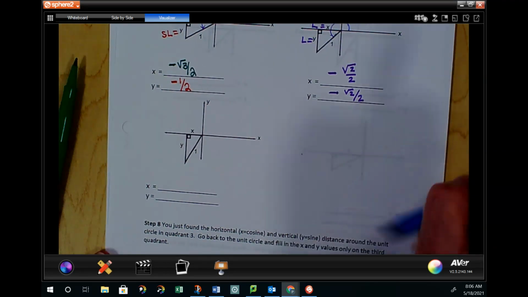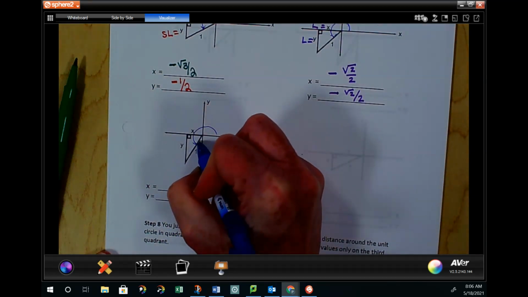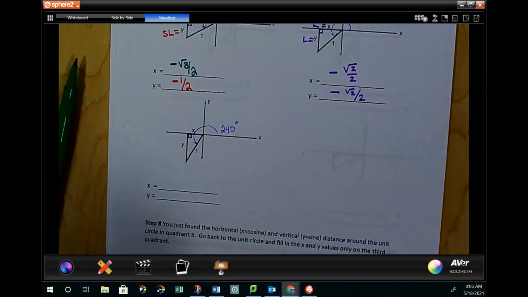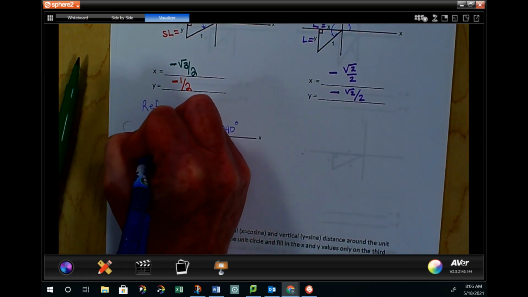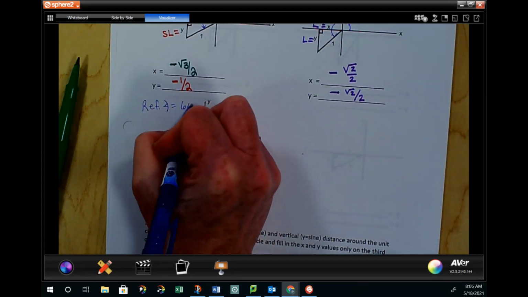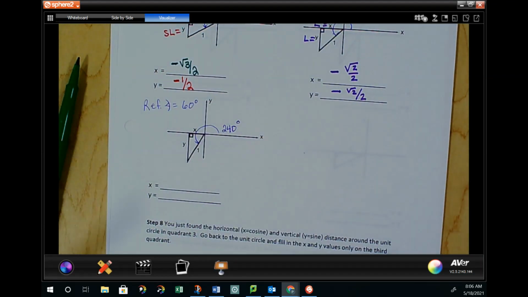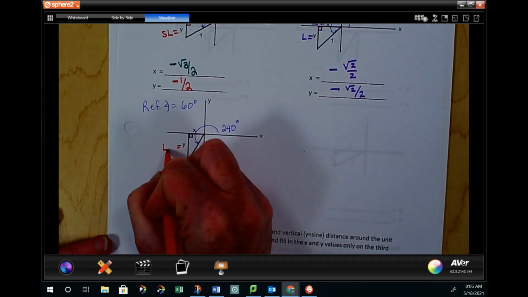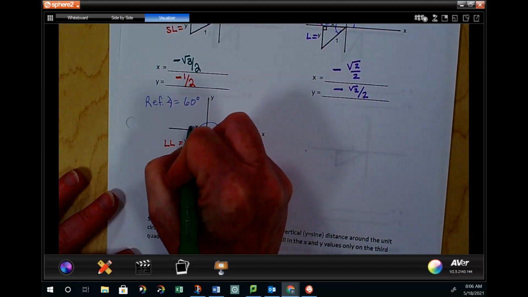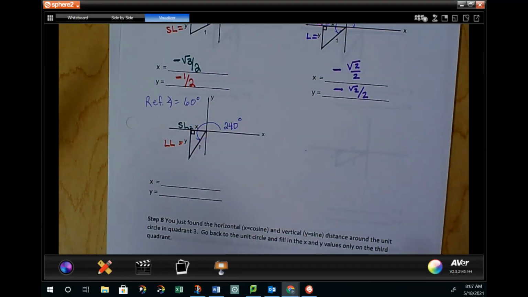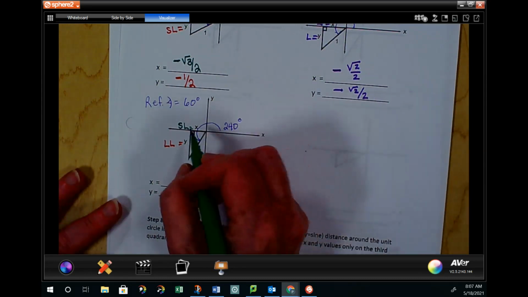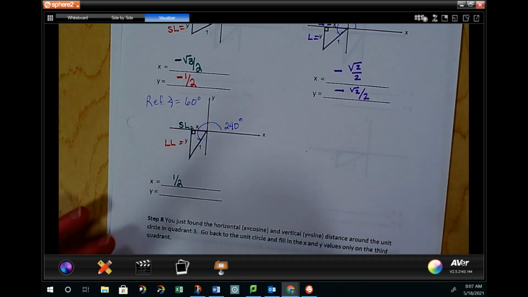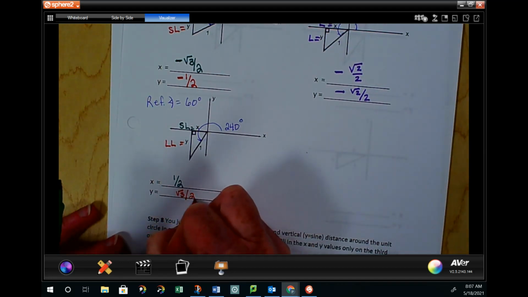And then my last one is 240 degrees. So when you go 240, my reference angle is going to be 60 degrees. And when you get 60 degrees, this is going to be your long leg, and X is your short leg. So my short leg is 1/2 of a 30, 60, 90. And my long leg is the square root of 3 over 2.